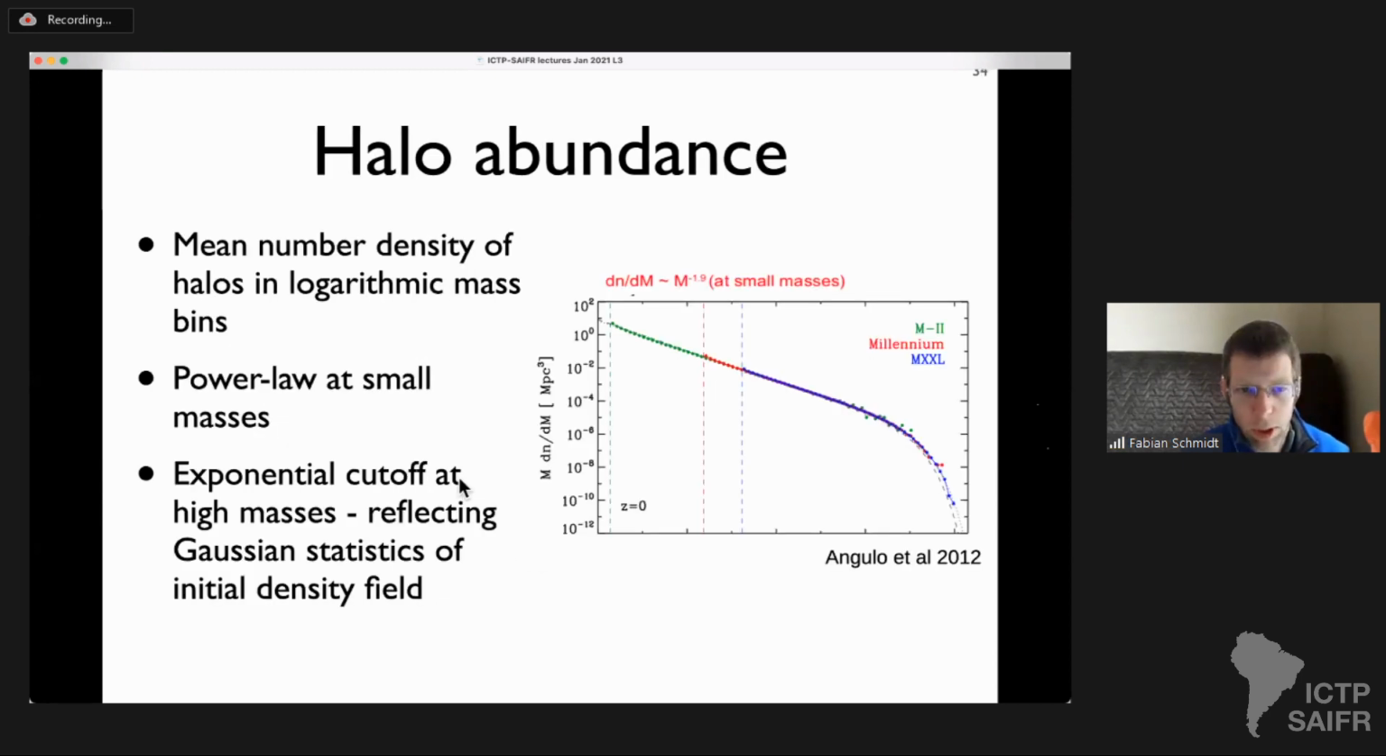So then, once you've decided on a definition of halo mass and on a halo finder, you can plot the distribution of halos as a function of mass. You find that low mass halos are much, much more numerous, and they kind of follow a power law distribution up until the highest masses where there's an exponential cutoff. Okay, so this is phenomenologically what we find, and we understand where that cutoff comes from.